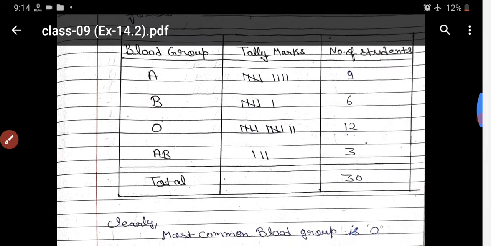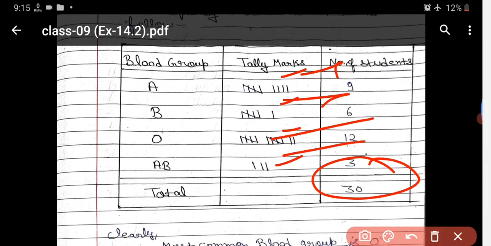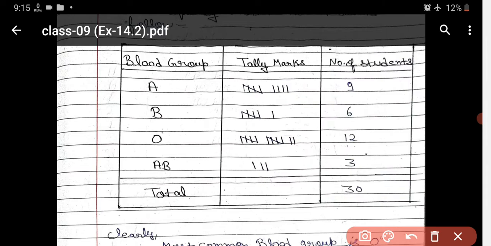Now the question is asking the most common blood group. Whose value is more? 12. It means the number of students which have the most common blood group is O. So the most common blood group is what? O, because they have more in number.